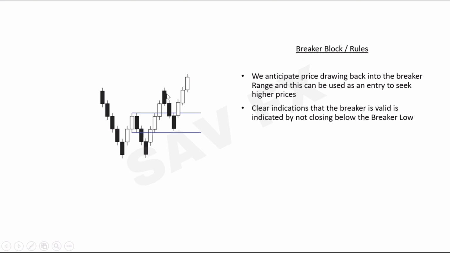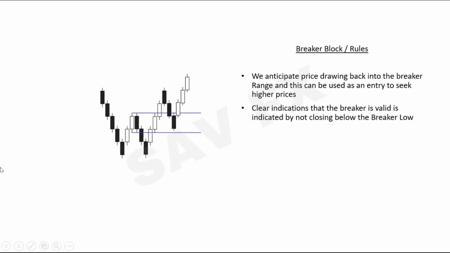And a few rules for breaker blocks: as soon as price closes above, indicating our market is now trying to tell us that we're moving higher, price tends to draw back into the range to potentially revisit inefficiencies, which come in the form of fair value gaps, inversion fair value gaps, or even order blocks. But we'll go into those in the next few videos.